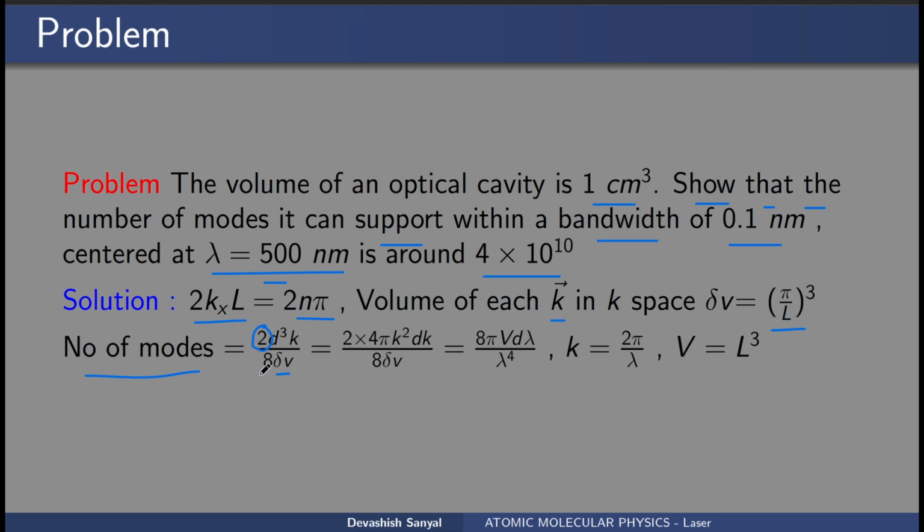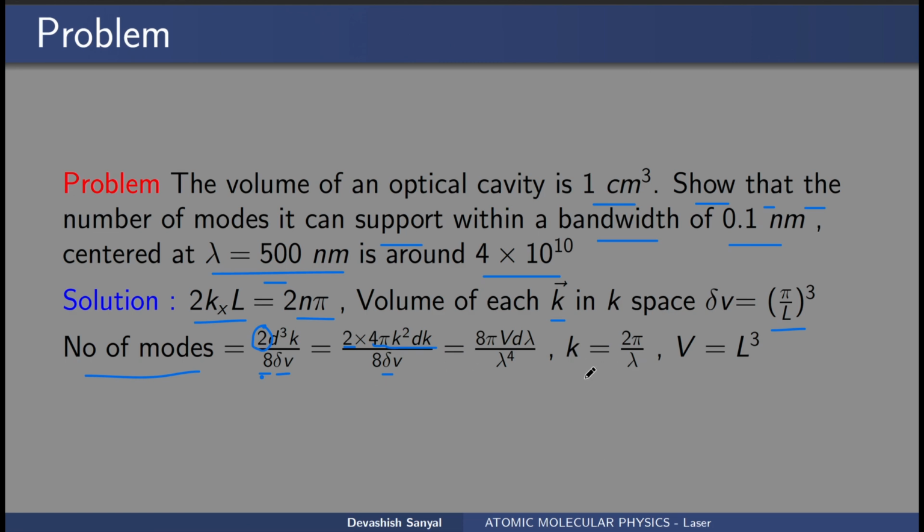Then we have to divide the whole thing by 8 because we are considering only k in the positive direction. So kx is positive, ky is positive, and kz is positive, since we are considering reflection. We are only in the first octant, so we divide by 8. Then d3k we can write in spherical polar coordinates as 4 pi k squared dk, and the rest remains the same.